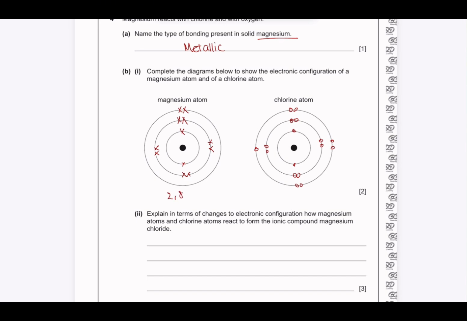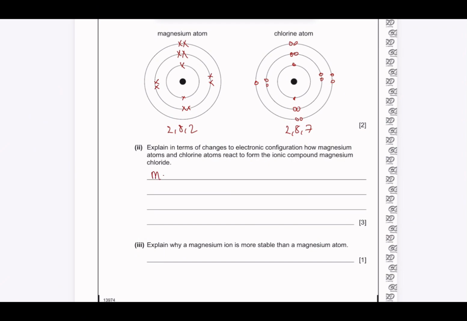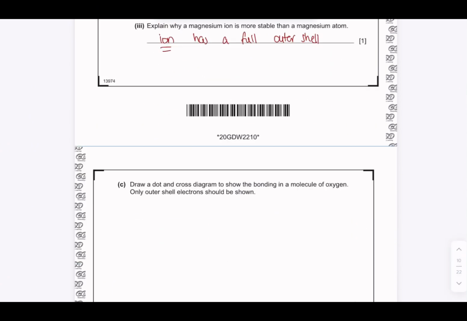Explain in terms of the changes of electronic configuration how magnesium atoms and chlorine atoms react to form ionic compounds. So we needed to have 1 magnesium and 2 chlorine. So the magnesium atom loses 2 electrons, giving 1 to each of the chlorine. And again, as I repeat that, you have 1 magnesium and you have 2 chlorines. Explaining, the magnesium ion is more stable. The ion has a full outer shell and is stable.